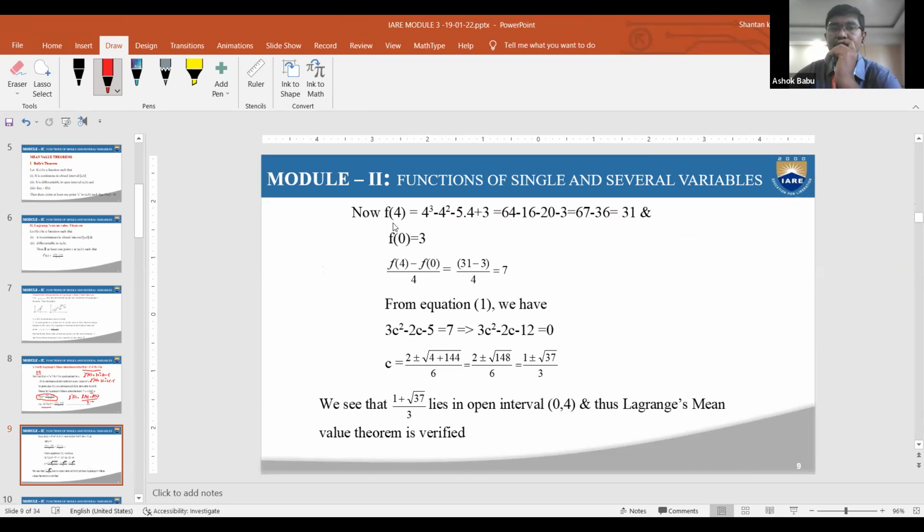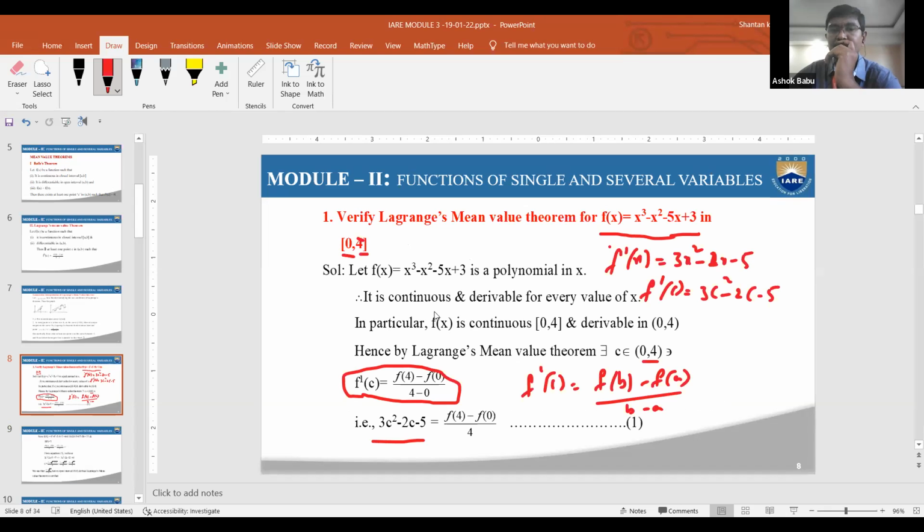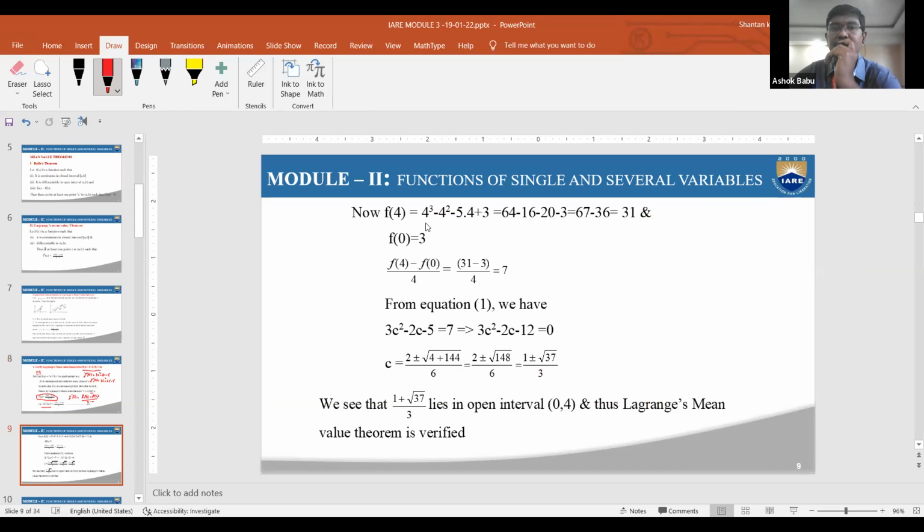Next one, whatever is required, f of 4. Therefore, f of 4 is required means in the given function you need to replace x with 4. Therefore, f of 4 is nothing but after replacement 4 cube minus 4 square minus 5 into 4 plus 3. After simplification you get clearly the value is 31. And similarly, you need to find out f of a, which is f of 0. In the given equation, replace x with 0. Therefore, the value of f of 0 is 3 only.